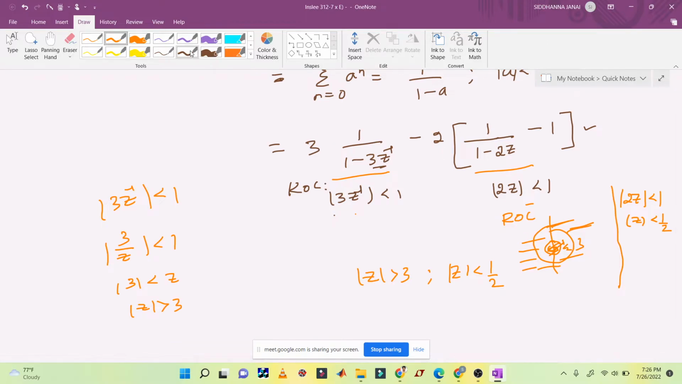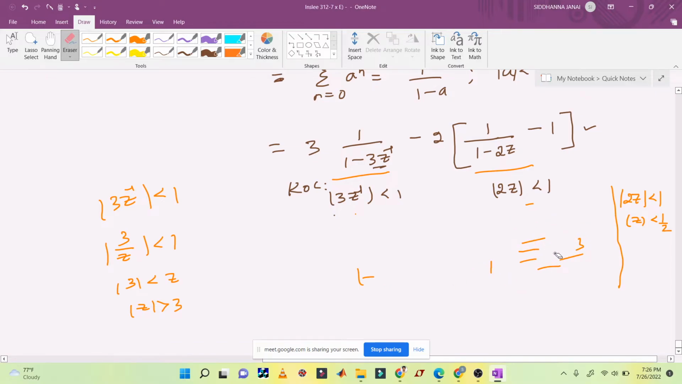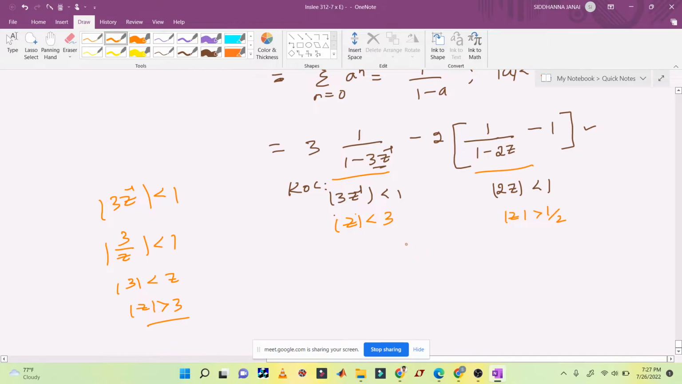So we cannot find ROC for this particular sequence. That is the result we get here. I hope you have understood now. For this particular example, z is less than 3 for this one, and z is greater than 1 by 2. So if at all it was z greater than 1 by 2 and less than 3, it is perfect.